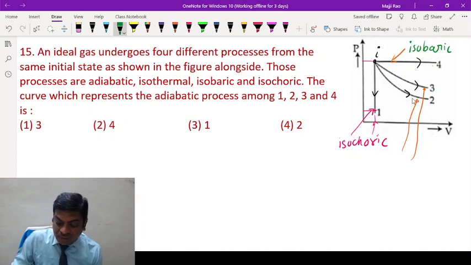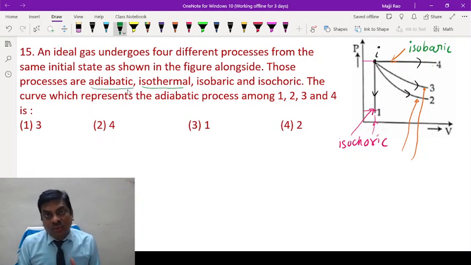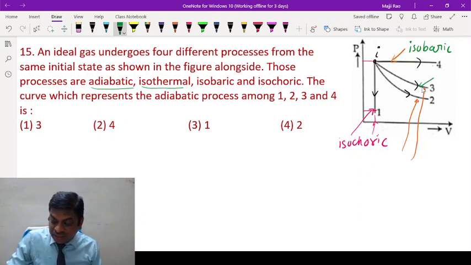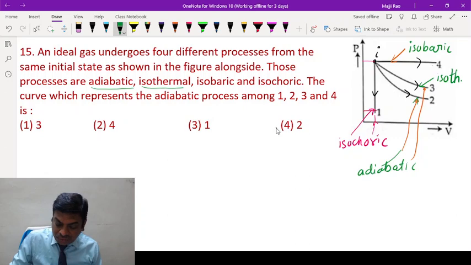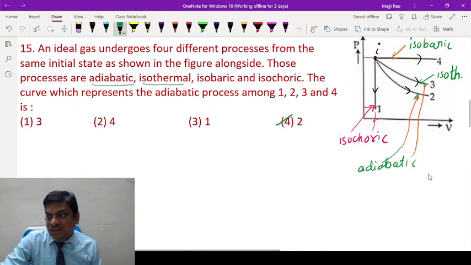Now out of curve 2 and 3, one of them should represent the isothermal process and the other the adiabatic process. As you know, adiabatic curves are steeper than isothermal curves. Do you remember? So curve 3 is less steep, so it should correspond to isothermal, and the second process should correspond to adiabatic because it is slightly steeper. So the second process, the fourth option, is the correct answer.